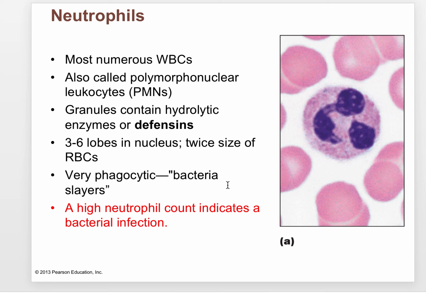So let's look at what these different white blood cells are indicated for. Each of them has a different function and a different purpose. The neutrophils, again, are the most numerous of the white blood cells. They're also called polymorphonuclear leukocytes, or PMNs. And again, these are part of the granulocytes. They have granules, and these granules contain hydrolytic enzymes, or defensins. These are used to destroy bacteria and other foreign invader cells in the body. The nucleus of the neutrophil has 3 to 6 lobes. Here, this example shows 3 lobes to the nucleus.